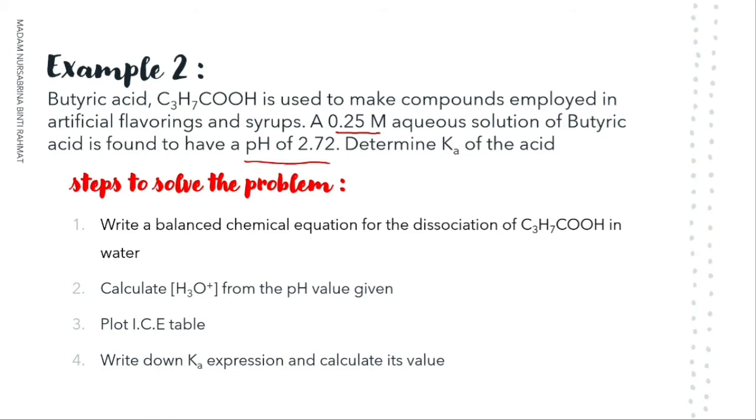But in all cases, you always need to start by writing down the chemical equation for the dissociation of the weak acid or weak base in water. And since it gives you pH, from the pH value you can calculate the concentration of H3O plus that is present. And from there, you can calculate the Ka value. So let's try to solve this question.